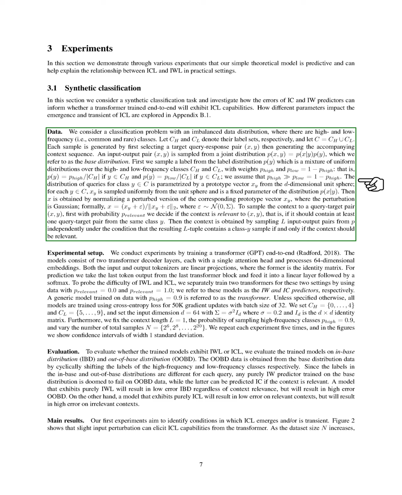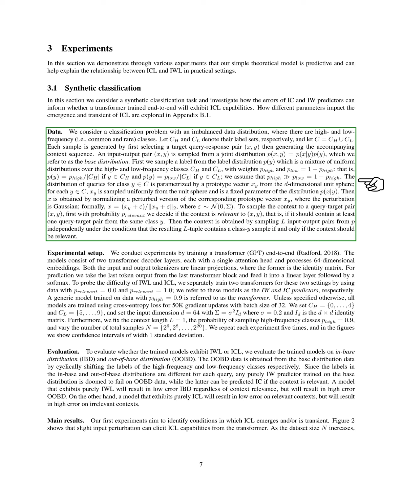We denote the high-frequency class labels as C_H and the low-frequency class labels as C_L. Combining them into a set C, each sample starts with selecting a target query-response pair, X, Y, and then generating the context sequence. The input-output pair, X, Y, is drawn from a joint distribution, which we call the base distribution. We first sample a label from a mixture of uniform distributions over C_H and C_L, weighted by probabilities for high and low frequencies.